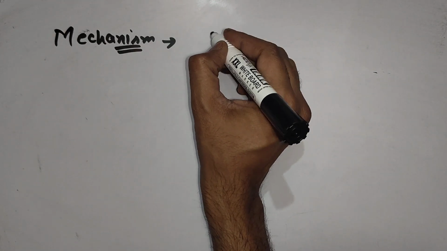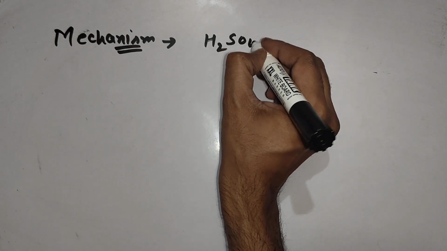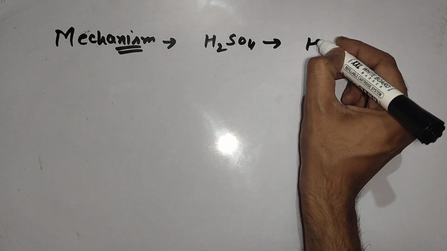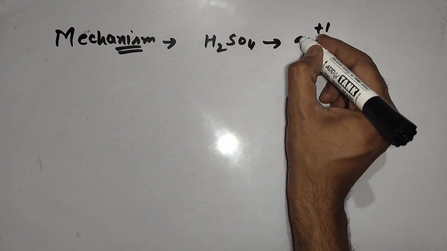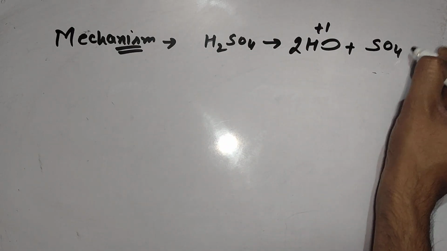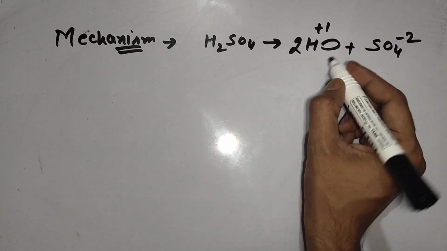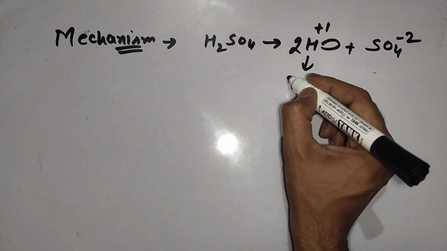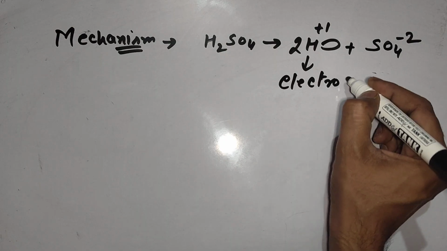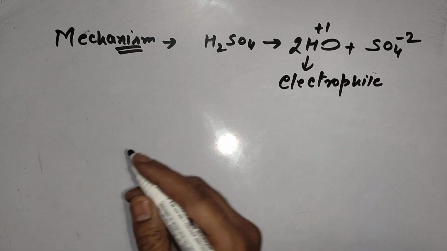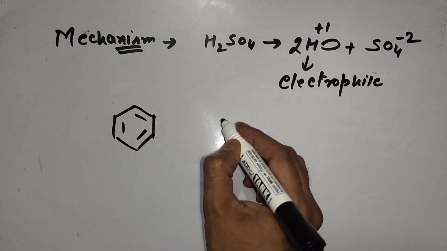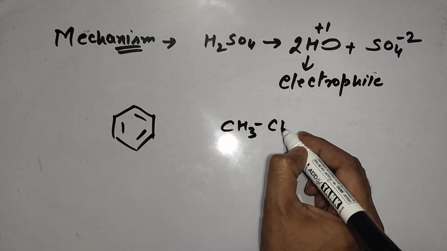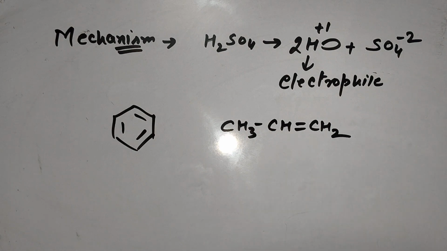First of all, the role of sulfuric acid. As you know, sulfuric acid or any other acid will provide H positive particles. If I balance it, 2H positive and SO4 minus 2. These H positive particles have a vacant orbital, means they can work like an electrophile. They need electrons. Who can provide electrons? Two particles are there which can provide electrons to it: benzene ring and this propene.